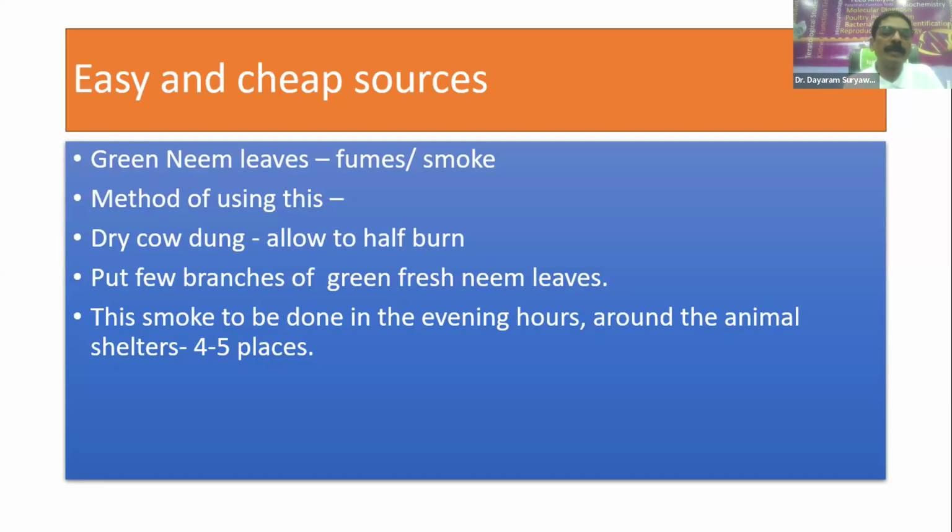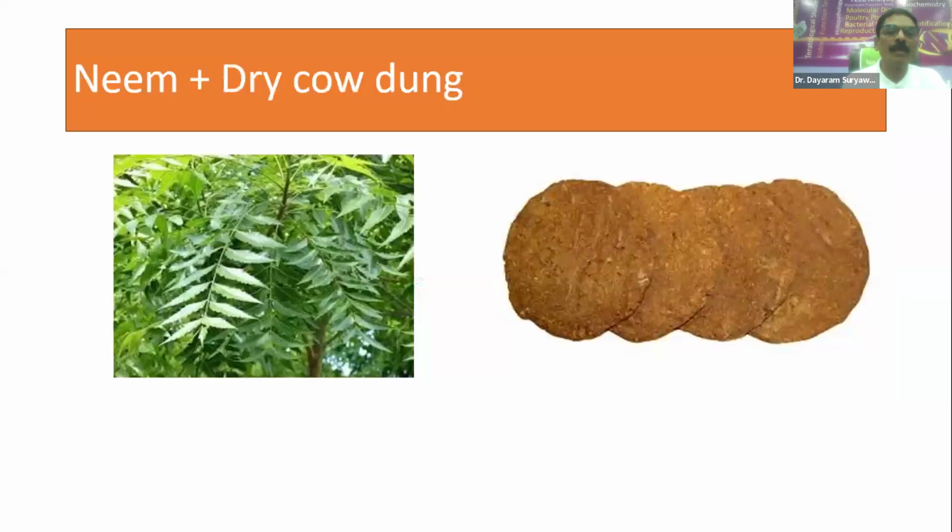So we can put such material, neem ke patte, and make smoke of the neem leaves around the farm, 4 to 5 places around the shelters, especially in the evening hours. That will be the most important factor to repel all types of insects at the farm level. So this neem leaves and this dried cow dung, a combination of both, is a very good fly repellent for everybody.